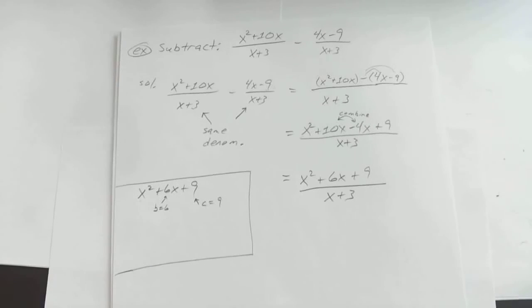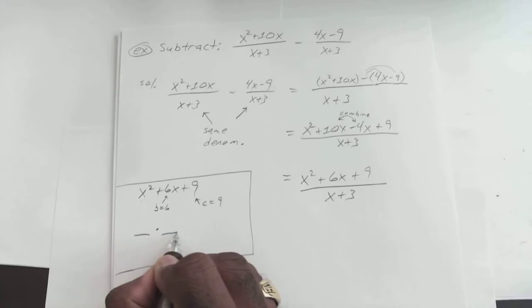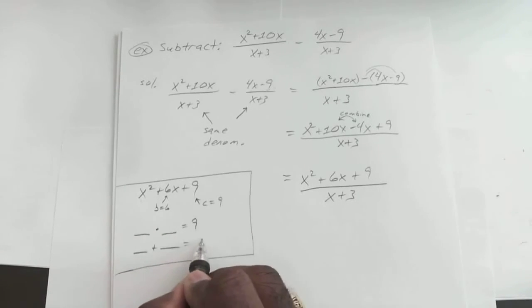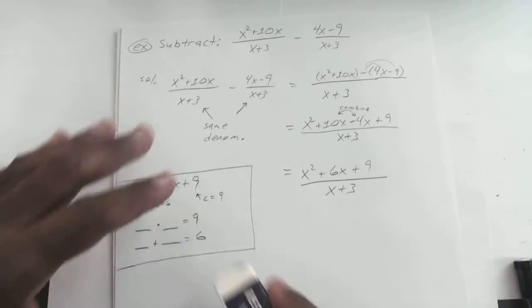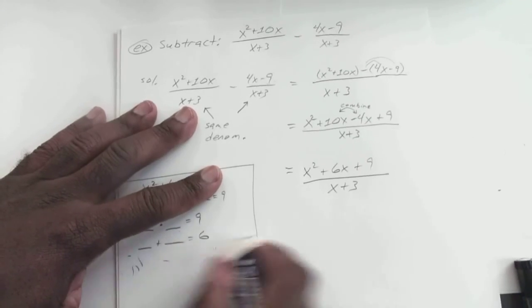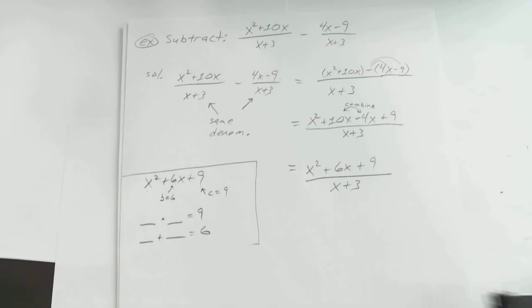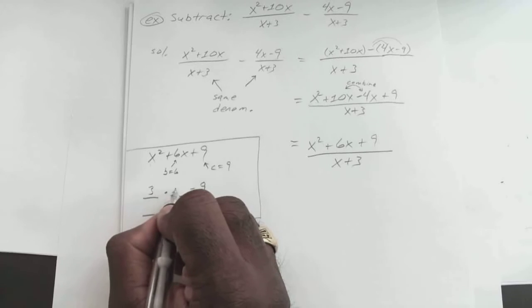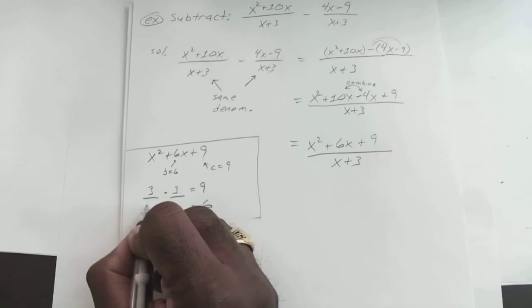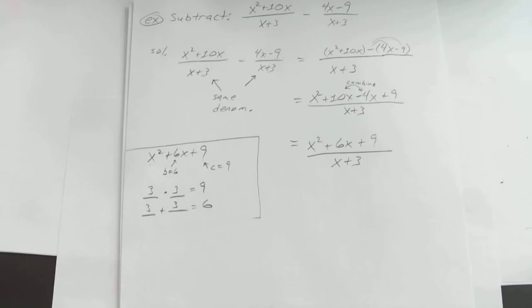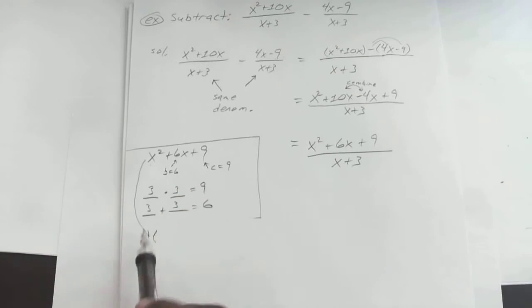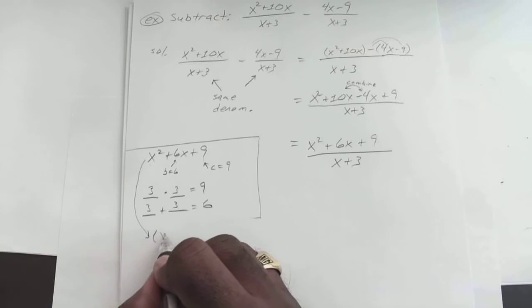You don't have anything in front of the x squared, so you can just do the direct factoring approach, where you find two numbers that multiply to equal your c, and those same two numbers add to equal your b. I'll give that a little more space. Okay. So in this case, you can use 3 and 3. That works, because 3 times 3 is 9, and 3 plus 3 is 6. So that means this just factors to become (x plus 3) times (x plus 3).